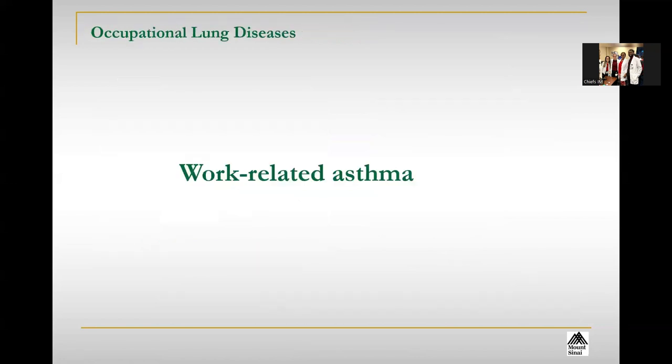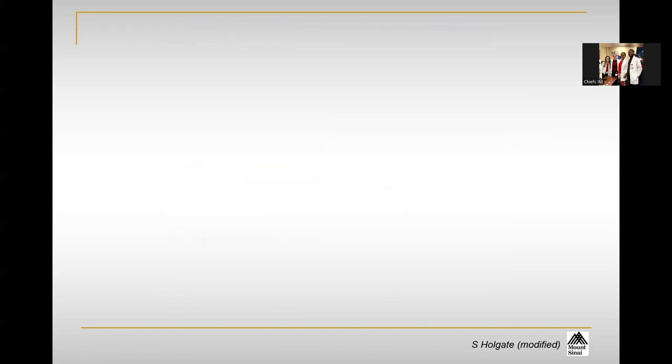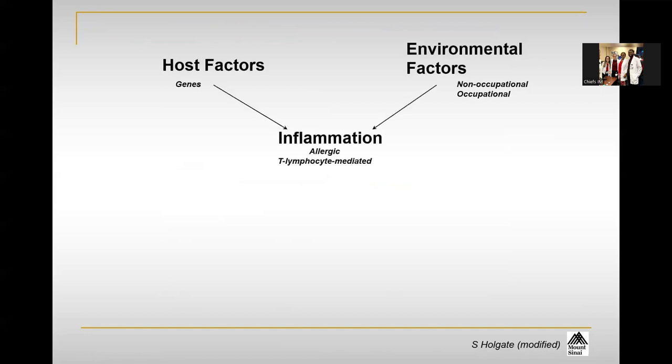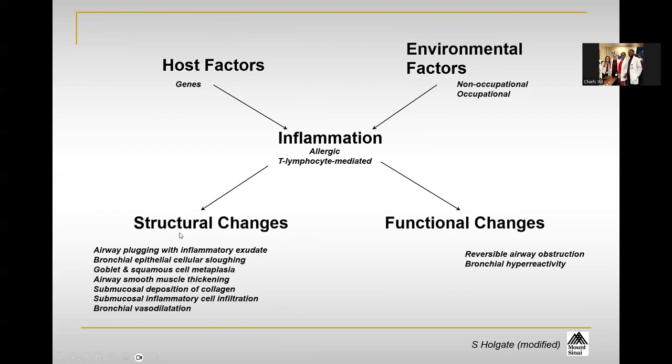So work-related asthma, I'm going to present some examples of occupational respiratory diseases, and this is considered the most frequent occupational respiratory disease in the developed countries. And as you know, asthma develops from an interaction between host factors, most likely genetically determined, and environmental factors that may be non-occupational, like pollen and different allergens, and some of them are completely unknown, and occupational factors. And then they drive an inflammatory process in the airway that has a certain number of characteristics. It has allergic pathways and T lymphocyte activated mechanisms that eventually lead to the structural and functional changes that make asthma recognizable.